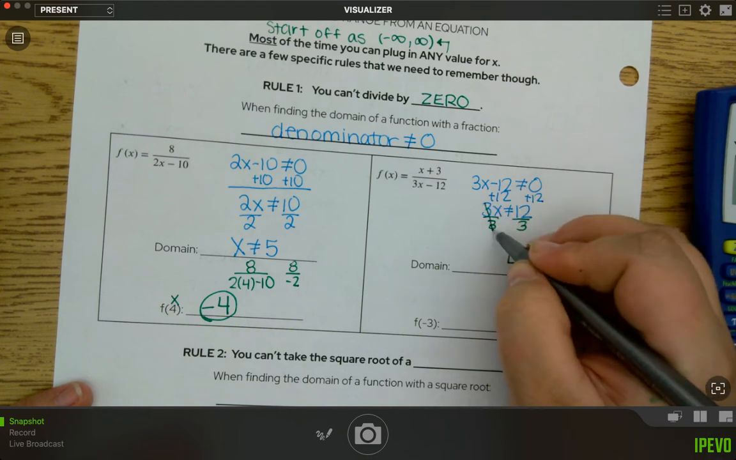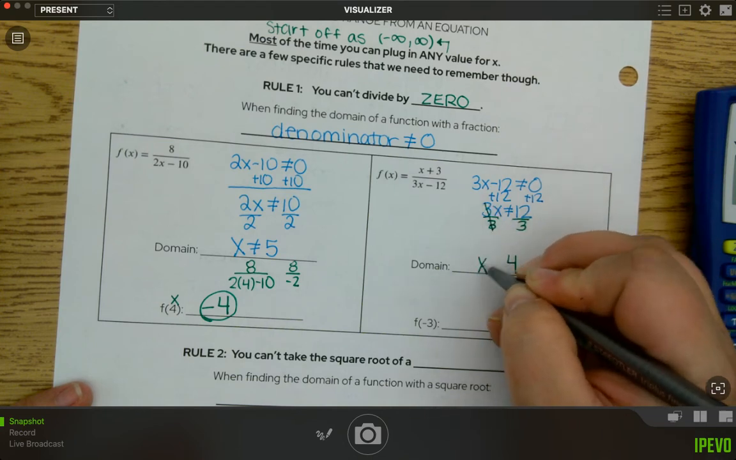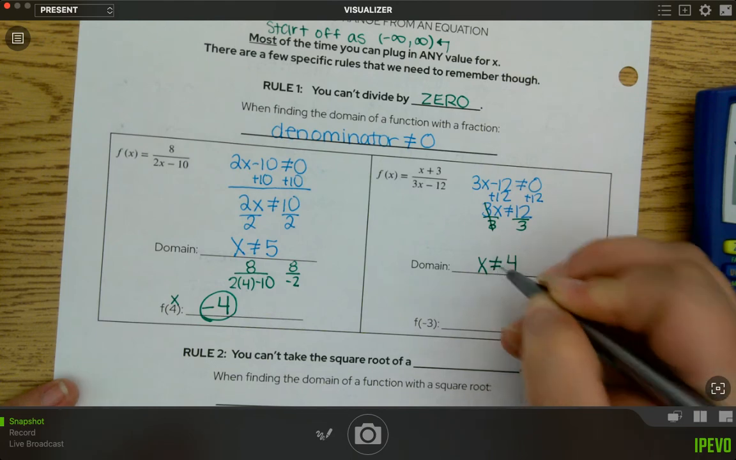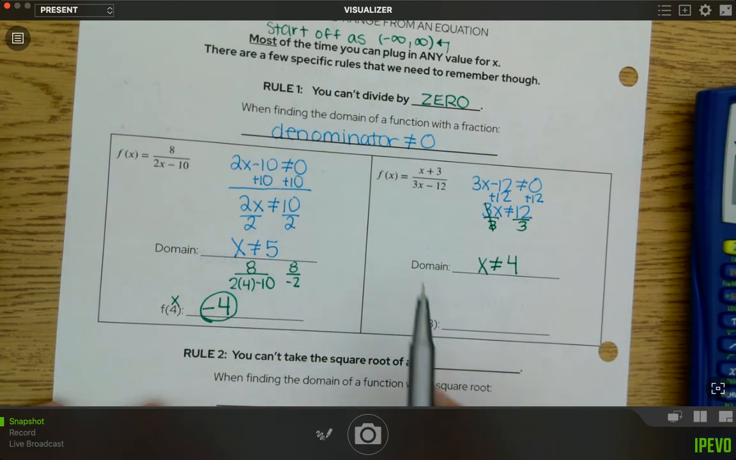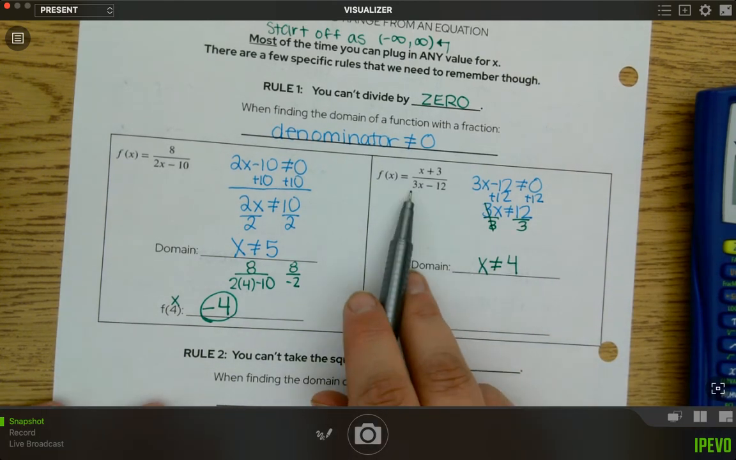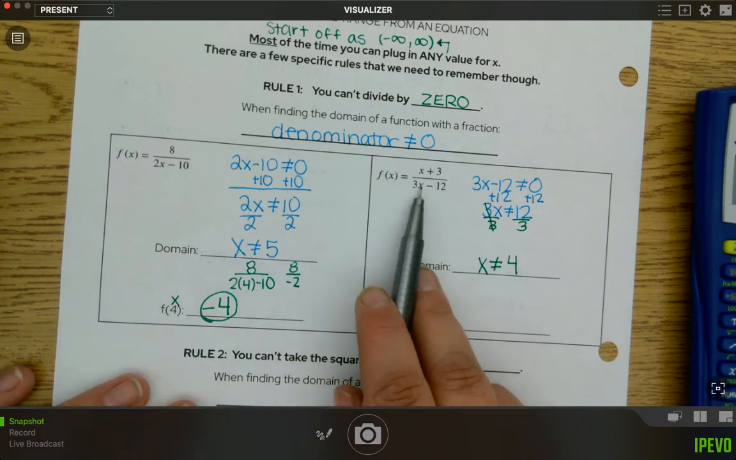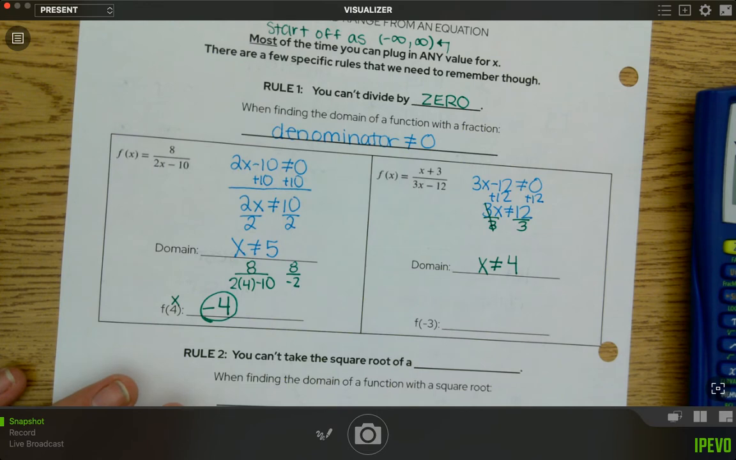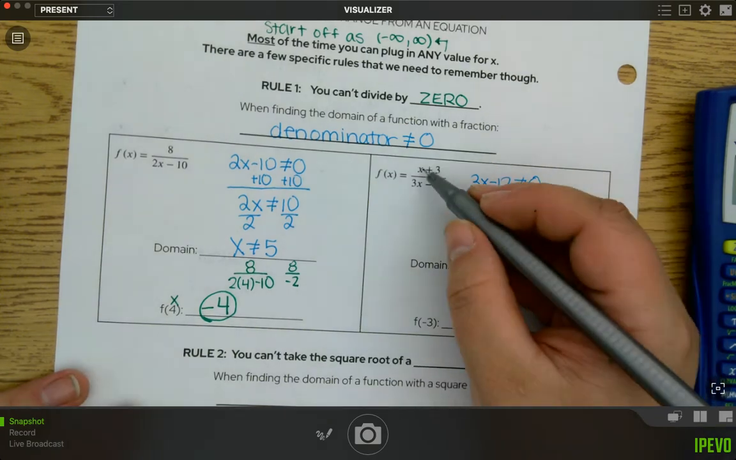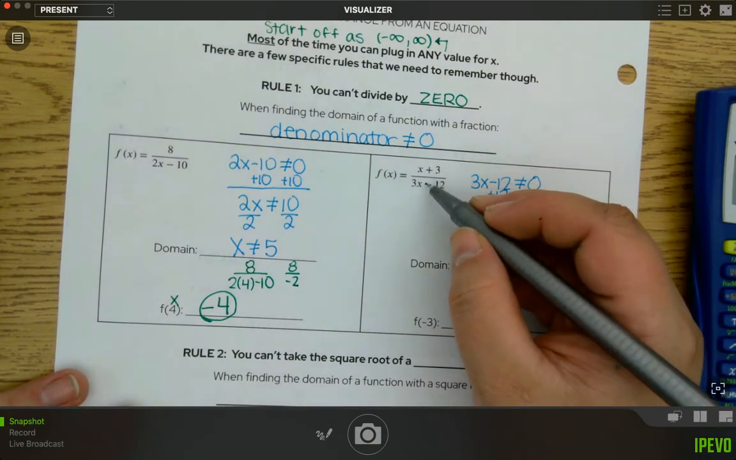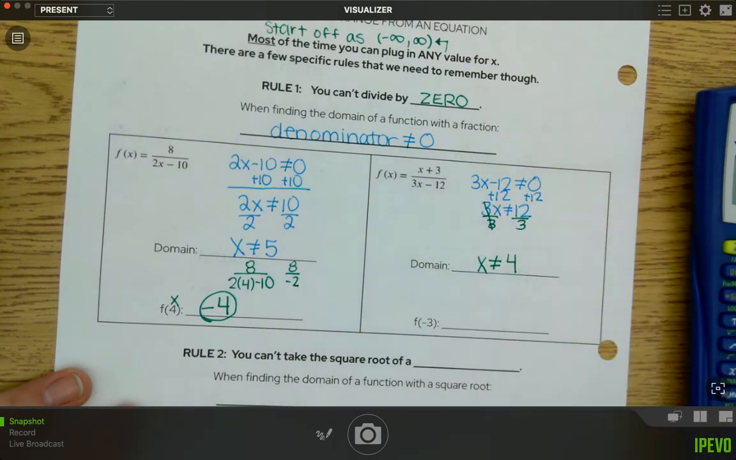These 3's cancel. So x can't be 4, because 3 times 4 is 12, and 12 minus 12 would be 0. That's what would make this impossible. Okay, then it gives you -3 for x, and you want to plug it in. Notice how there's two x's here and here, so you want to make sure that you plug it into both.